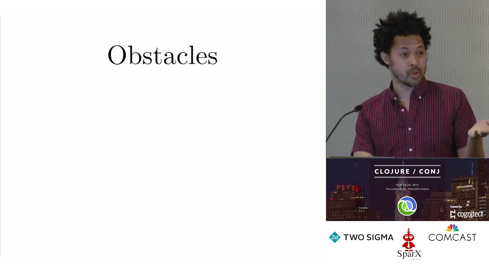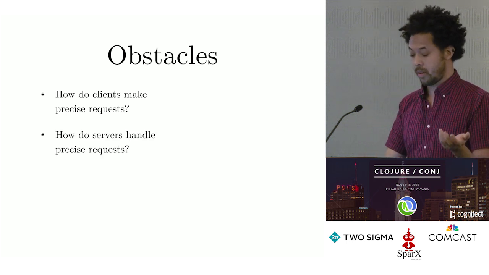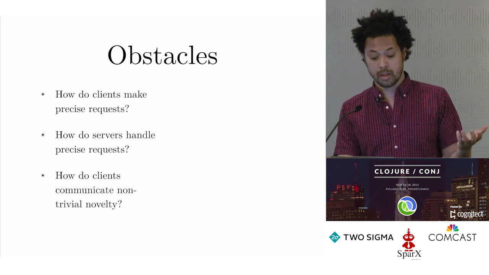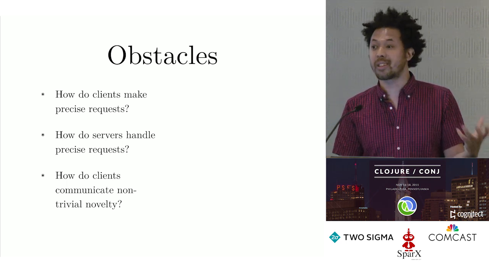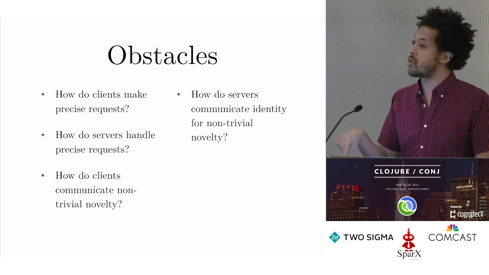I mean, some of these should be obvious. If we're going to do this, what does it mean for clients to make precise requests? What does it mean for servers to handle precise requests? What does it mean for clients to communicate non-trivial novelty? What is it going to look like? How do servers communicate identities? So this is an interesting problem, right?